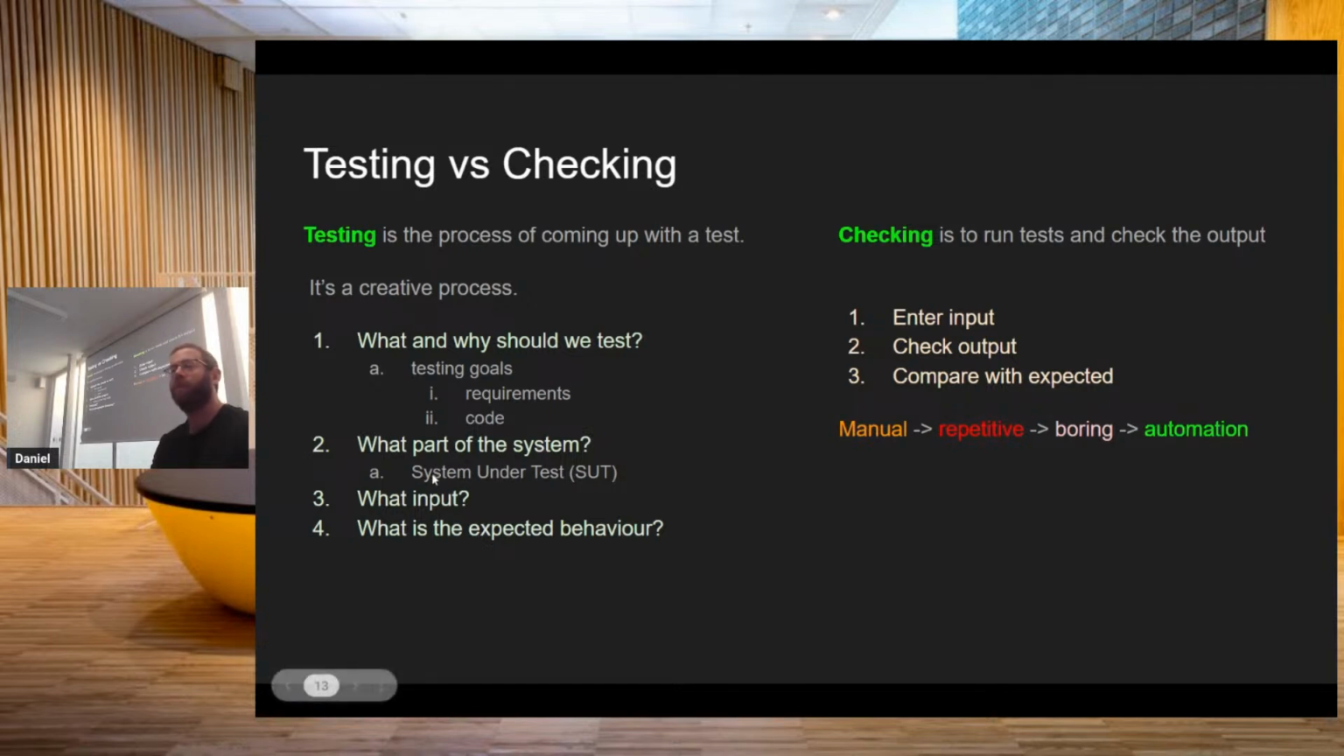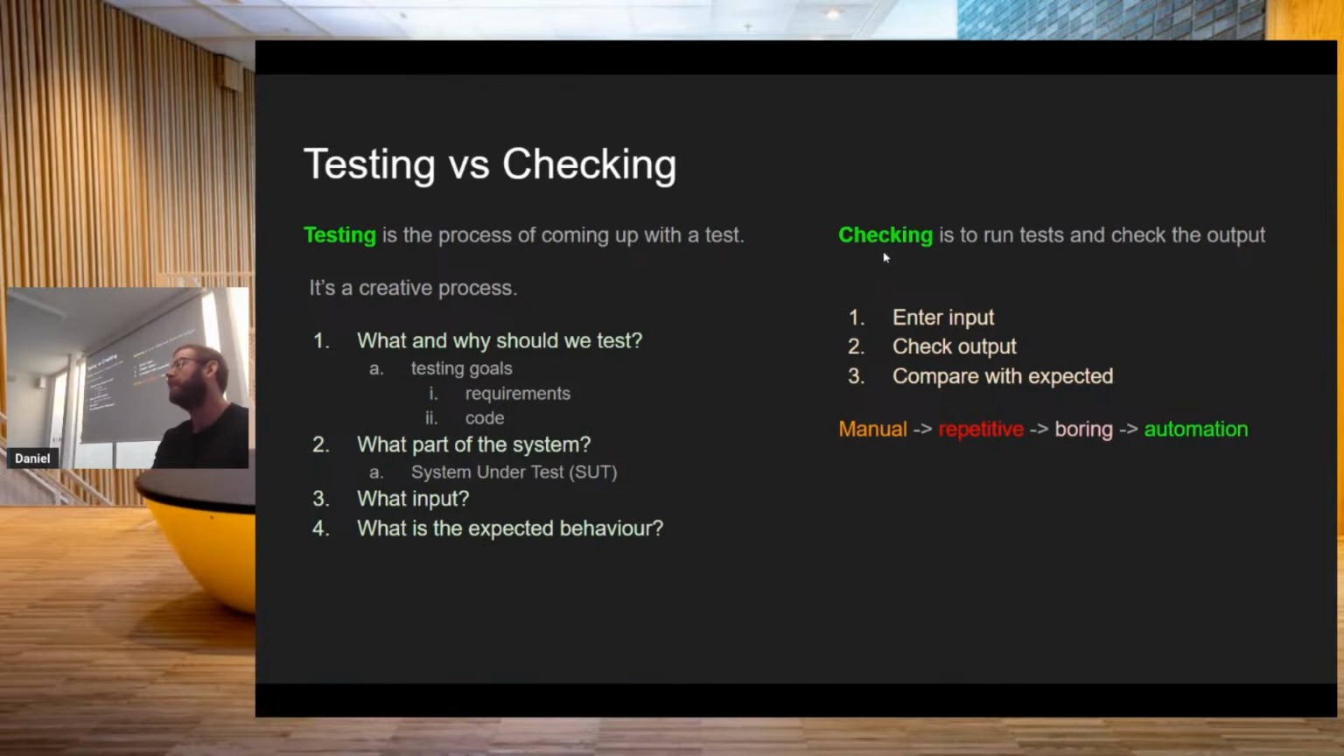We call that the system under test, or SUT. What inputs are we going to use? What is the situation? What are we going to click before this? What are we going to write? How do we stimulate the system before using it? And then we also try to find out what the expected behavior is. That is usually what we call testing, right?